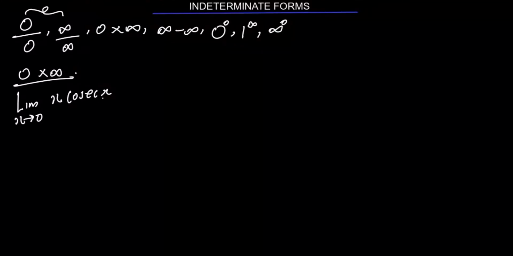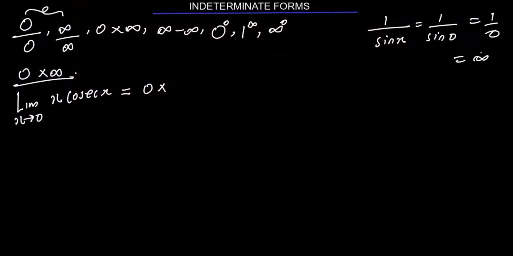Observe. If I want to solve this, if I substitute directly, I'll be having 0 multiplied by, what is cosec 0? Observe. Cosec is 1 over sine x. And 1 over sine 0, what's sine 0? Sine 0 is 0. So 1 over 0 is infinity. So what I'm having here is infinity. Good. Everything you have here is cosec. So take note of that.